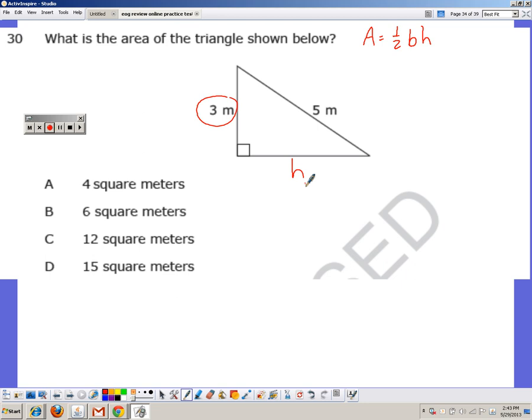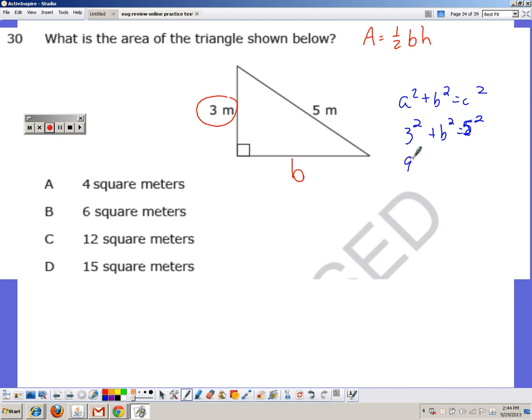So, since this is a right triangle, we're going to switch over to the Pythagorean theorem. A squared plus b squared equals c squared. We need to find the base of this shape, and then we can find the area. So, we see that A is 3 squared. It doesn't matter. You can call 3 the A or B, as long as you have 5, then C is 5, the hypotenuse.